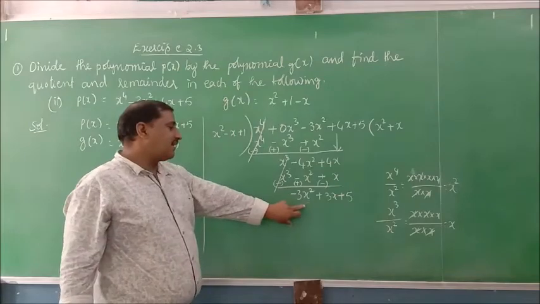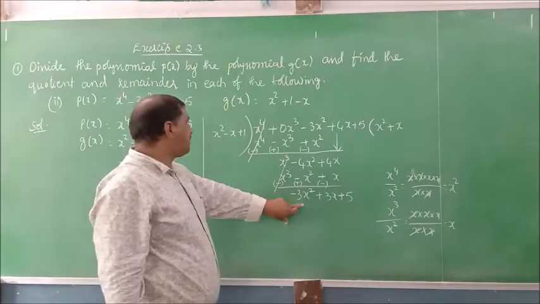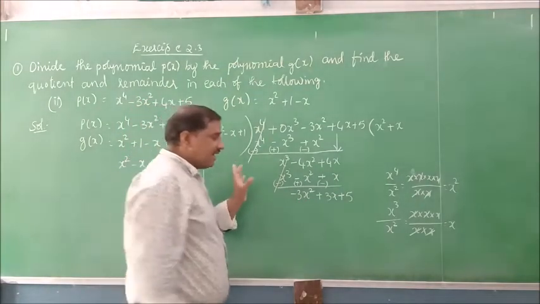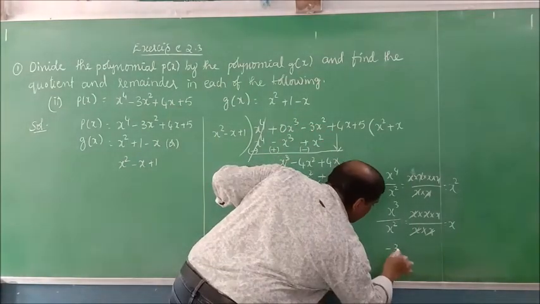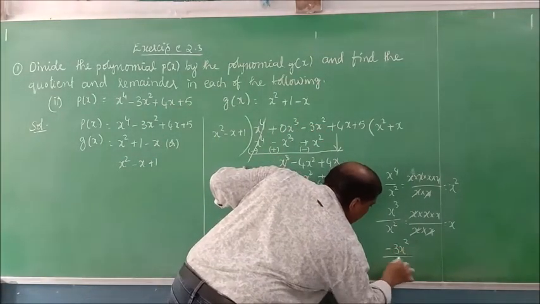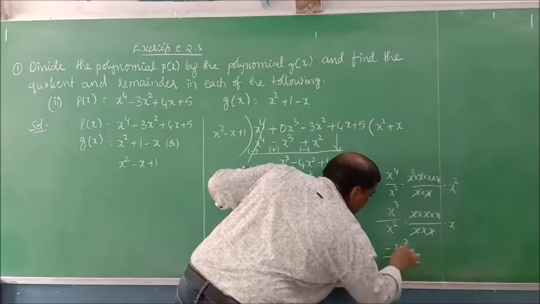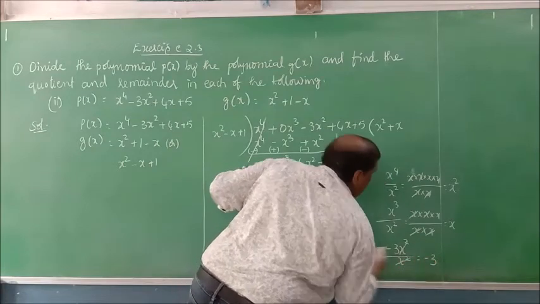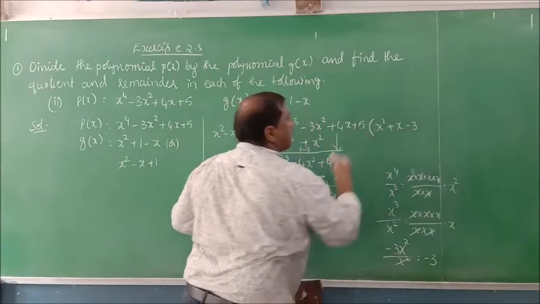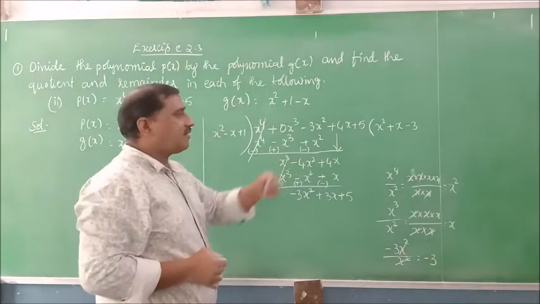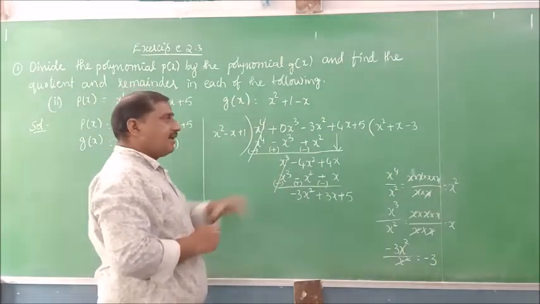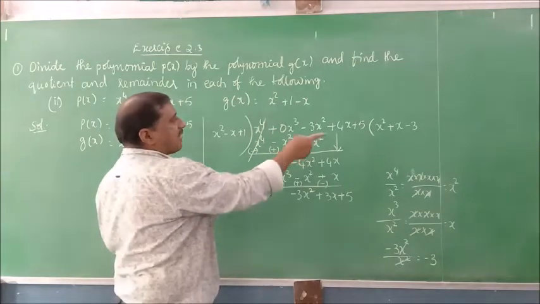Now again divide the first term of the third dividend with the first term of the divisor. That is minus 3x square divided by x square. x square and x square are cancelled. We get minus 3. So write in the place of the quotient minus 3. Now multiply with minus 3.